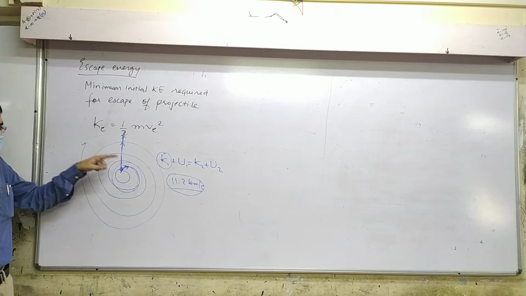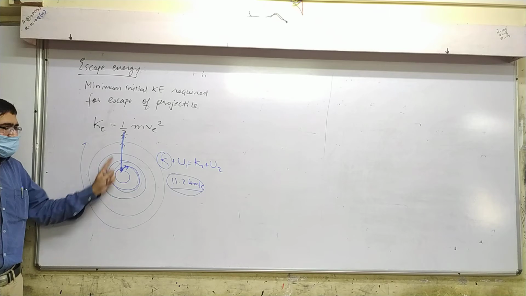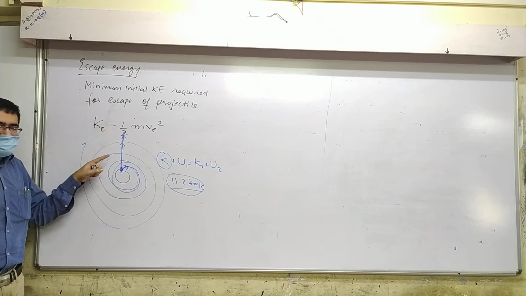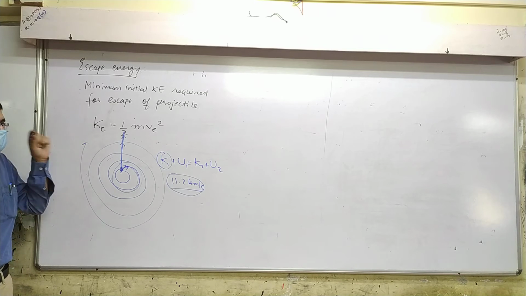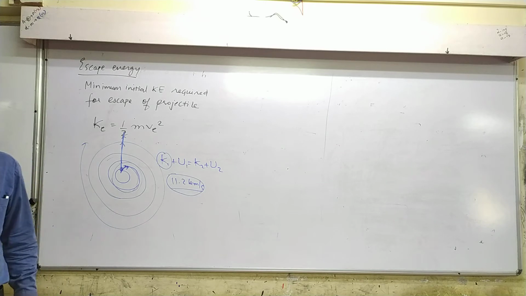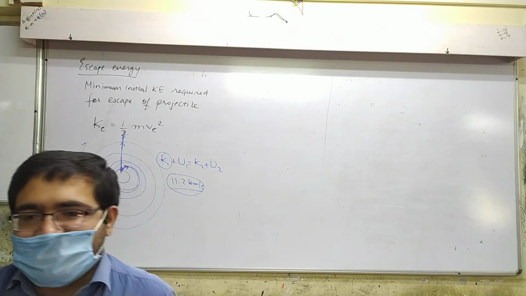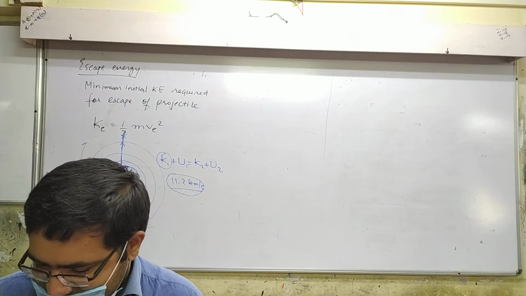Its path depends on angle. That's the difference. Path, how it moves. It goes straight, it goes like a spiral. That depends on angle. But ultimately, where will it go? That does not depend. So you can throw it at any angle, no problem. If the speed is enough, it will not come back.